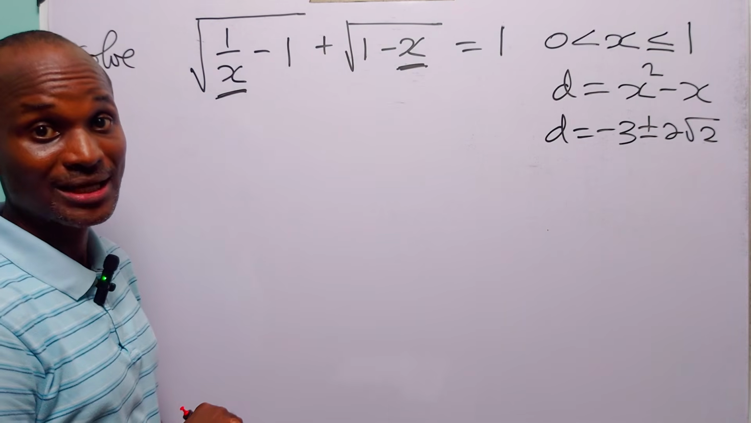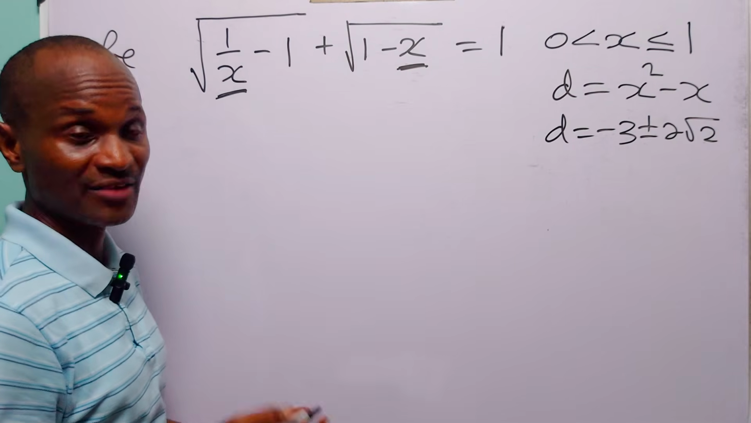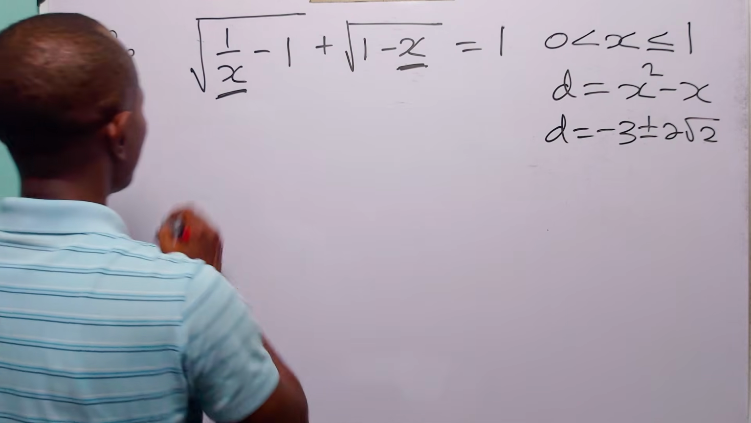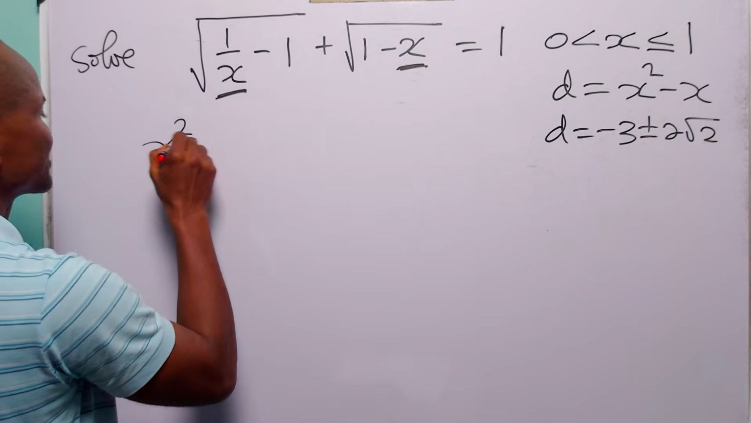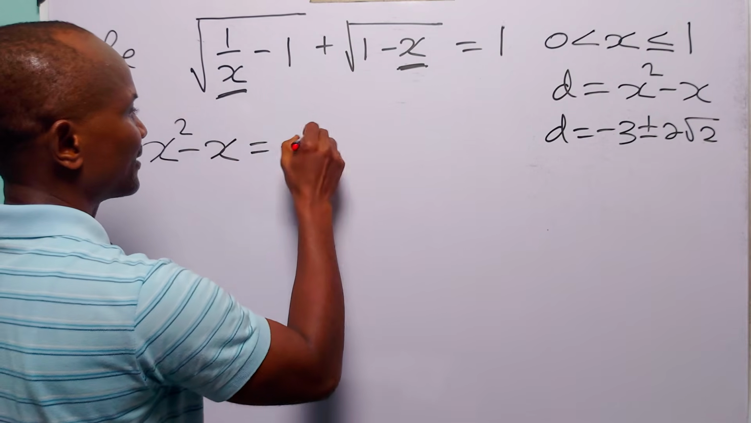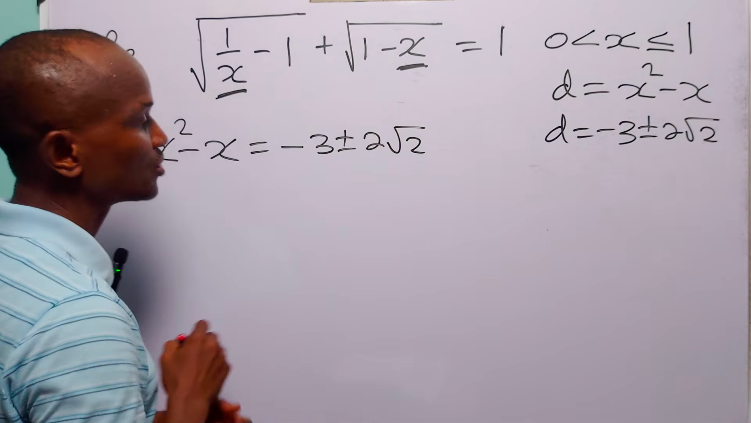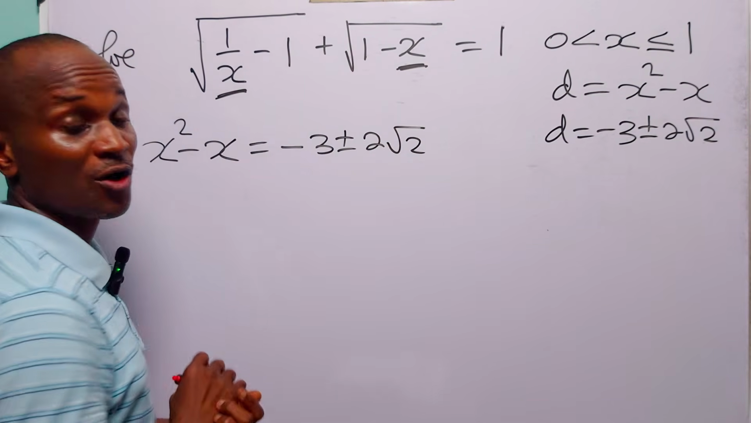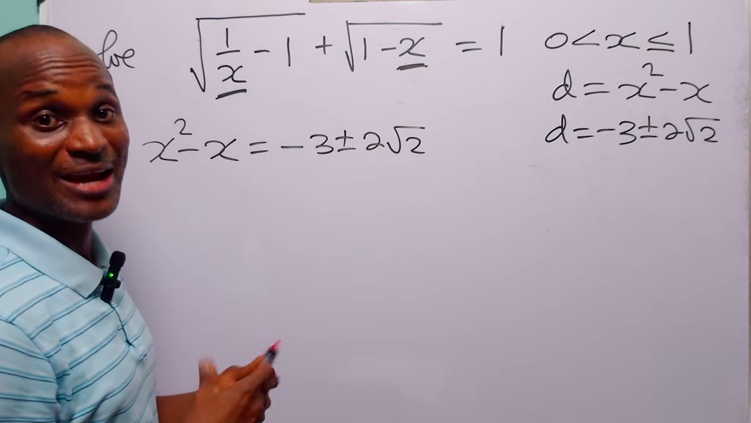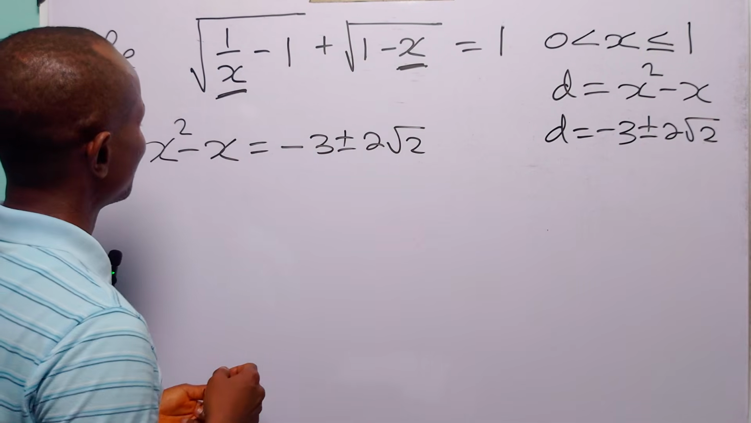Now that we have found the values of d, let us go back to this substitution equation to find the values of x. From here, we have that x squared minus x is equal to minus 3 plus or minus 2 root 2. Now, we cannot solve these two quadratic equations by factorization. So let us solve them using the completing the square method.